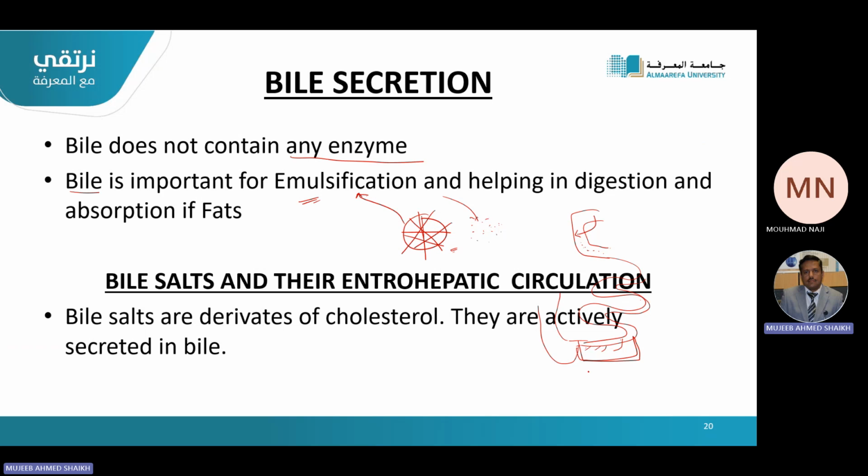In the last one third of the small intestine, all these bile salts which performed their function will be reabsorbed into the blood through the portal circulation and go back to the liver. It comes from the liver, is secreted into the second part of the duodenum, and after performing its function, 95% of these bile salts will be reabsorbed and go back to the liver. This is known as enterohepatic circulation.